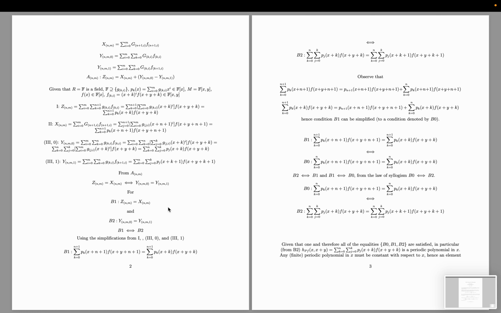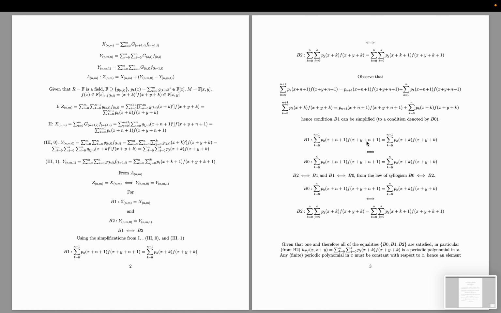We can observe that if we take our z here, and then we take off the last term in the sum, and then add up all the other terms separately, and do the same thing for x, then we can recognize that the last terms in these two summands are equal. So to say that z is equal to x is equivalent to saying that these two sums are equal. We can refer to the condition where these two sums are equal as B0.